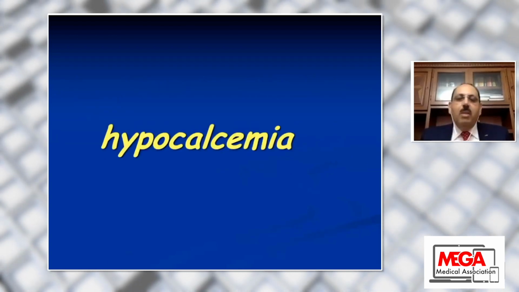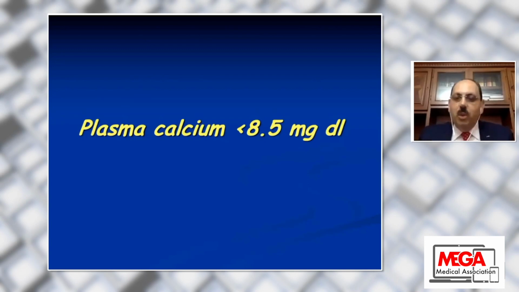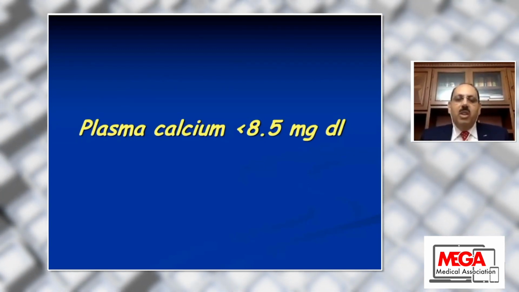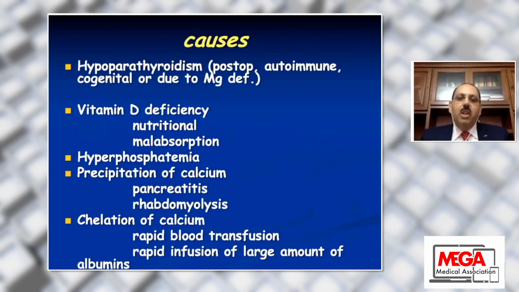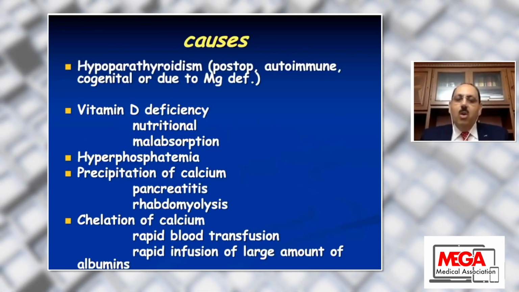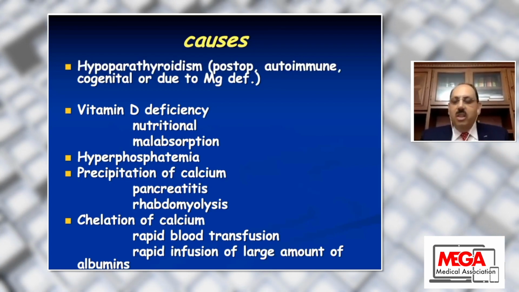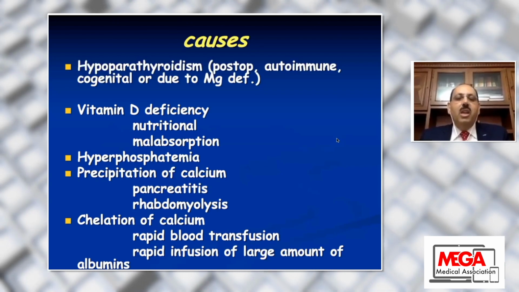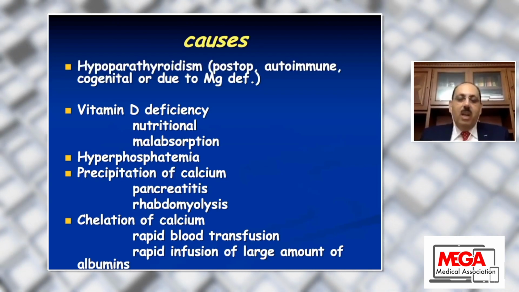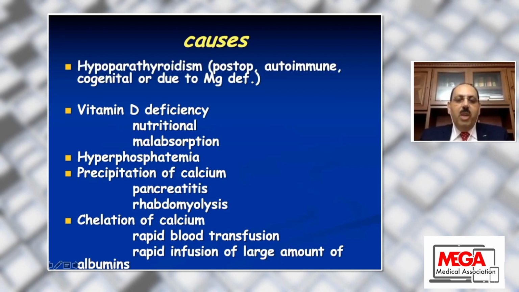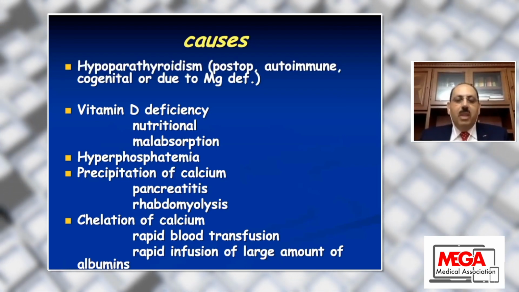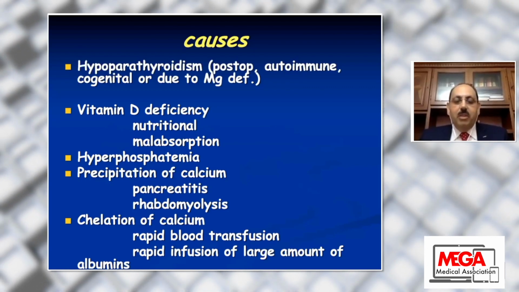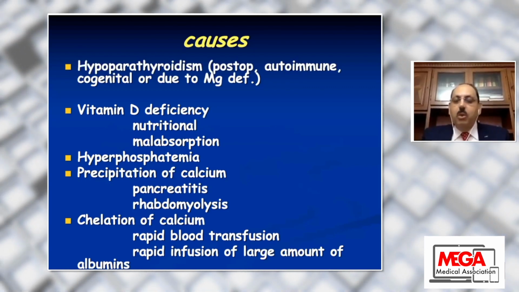Hypocalcemia means plasma calcium level below 8.5 milligram per deciliter. The causes: hypoparathyroidism, either post-operative after surgical removal of the parathyroid gland, or due to autoimmune disease, congenital disease, or magnesium deficiency. Also vitamin D deficiency in case of nutritional or malabsorption syndrome, hyperphosphatemia, precipitation of calcium in pancreatitis or rhabdomyolysis, also chelation of calcium after rapid blood transfusion or rapid infusion of a large amount of albumin.